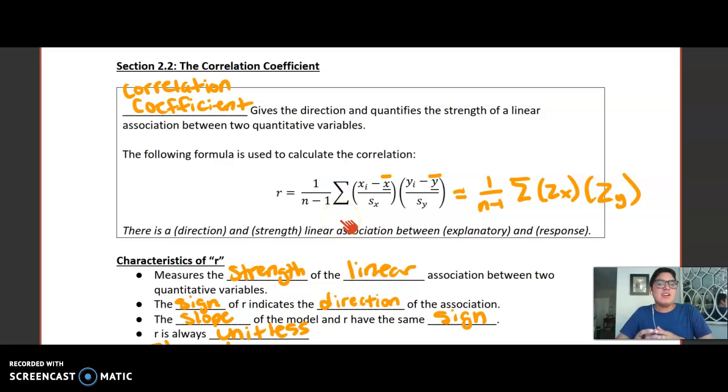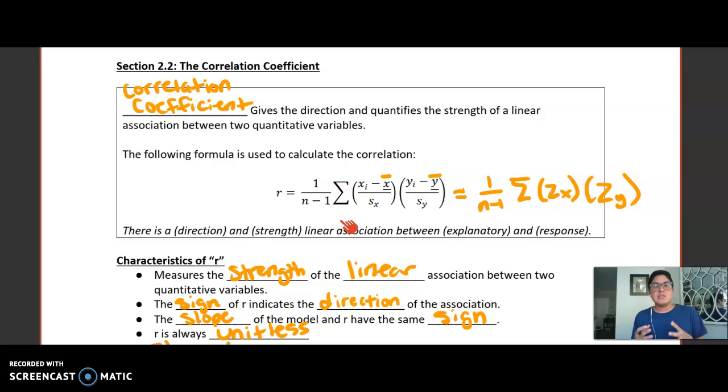Okay, so we just talked about scatter plots, and we saw that variable r a lot in that lesson. So r actually stands for the correlation coefficient. So double R there, correlation coefficient. Now this gives a direction and quantifies the strength of a linear association between two quantitative variables.